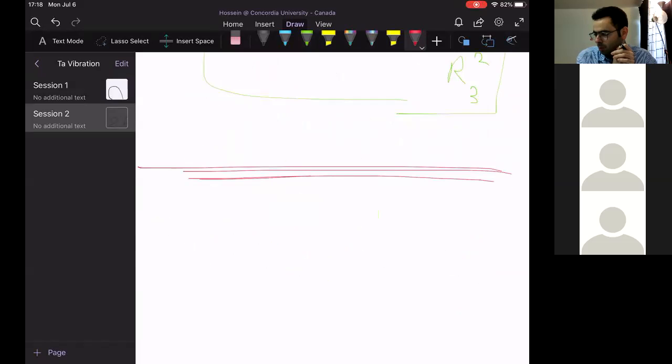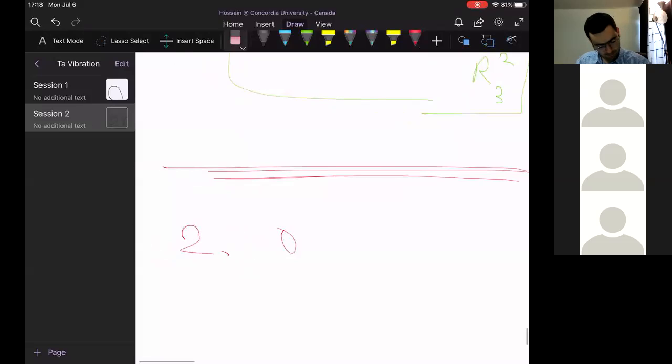So the next problem would be 2.40. 2.40, I'm going to solve it next session as we have not reached the logarithmic decrement. So we will go for the next problem.